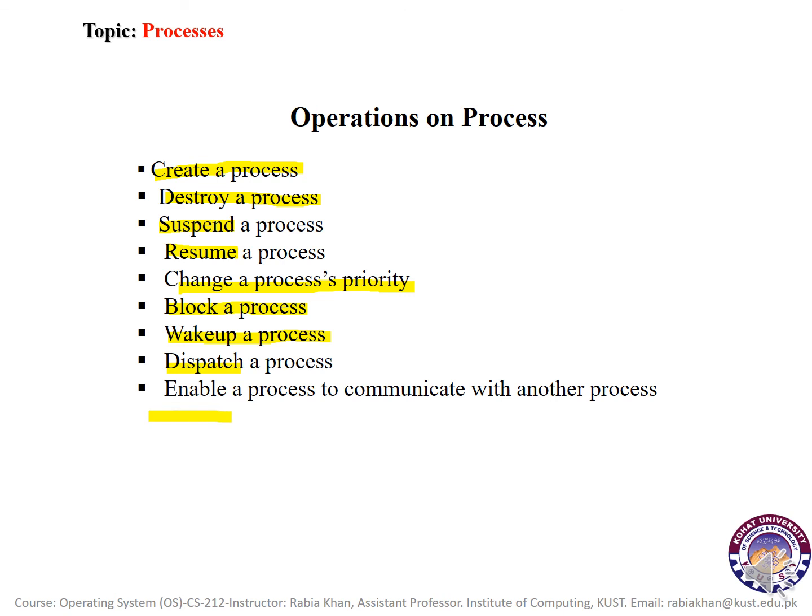Then another operation is to enable a process to communicate with other processes. This activity is known as inter-process communication, in which the operating system allows two processes to communicate with one another. And how this communication takes place, we have a detailed discussion in a separate chapter. Later on, we will see how two processes can communicate with one another. So these are some of the operations which are generally performed on processes. They can be performed by the user and they can be performed by the operating system on behalf of the user.